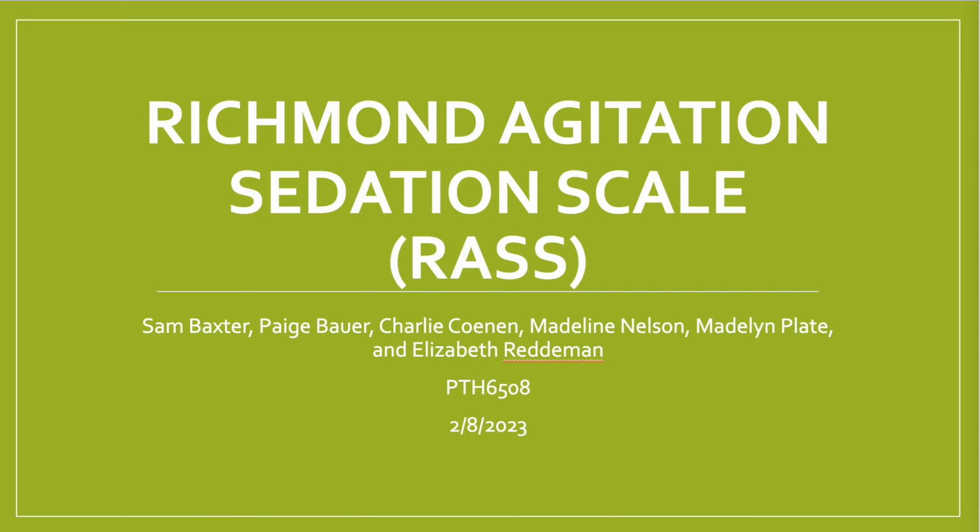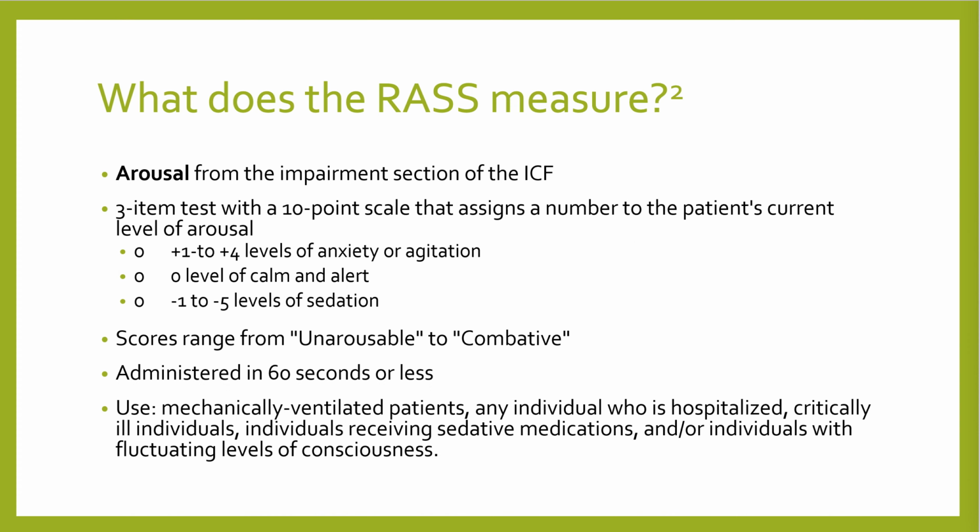Today we'll be talking about the Richmond Agitation Sedation Scale, otherwise known as the RASS. So what does this measure? From the ICF model, the impairment section, it will measure arousal. There's a 3-item test with a 10-point scale that will assign a number to the patient's current level of arousal.